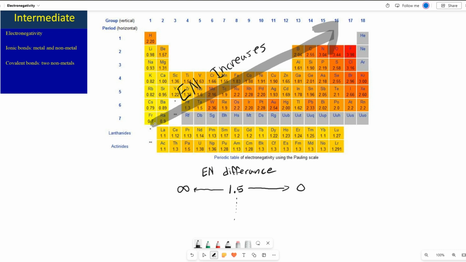If you have an electronegativity difference between two atoms that are bonding of 0, you're going to have a covalent bond. And if the electronegativity difference is 1.5 or greater, you will have an ionic bond. And if the electronegativity difference is greater than 0 but less than 1.5, you'll still have a covalent bond, but it will be a polar covalent bond.